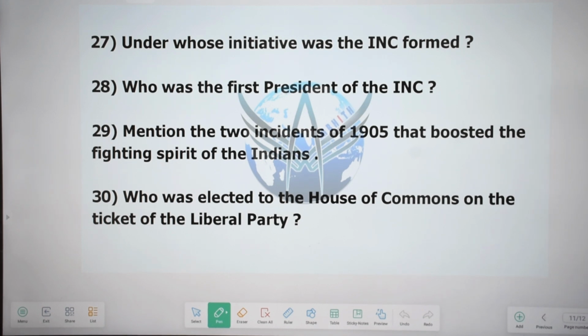Who was elected to the House of Commons on the ticket of the Liberal Party? Dadabhai Naoroji, right? Dadabhai Naoroji was elected to the House of Commons on the ticket of the Liberal Party.